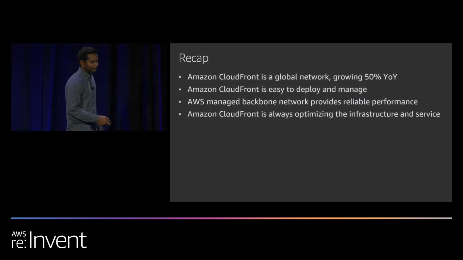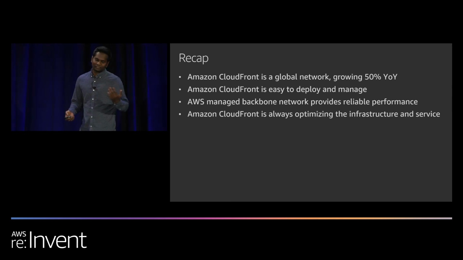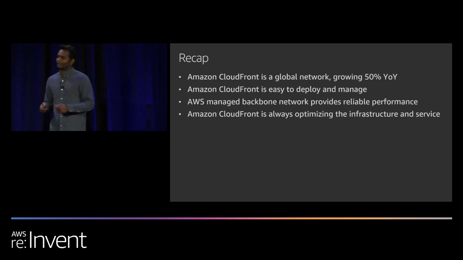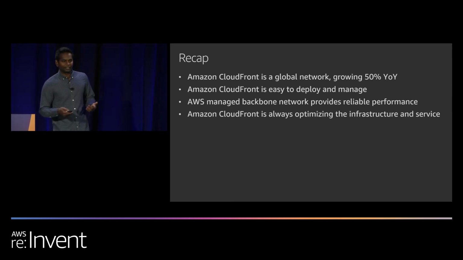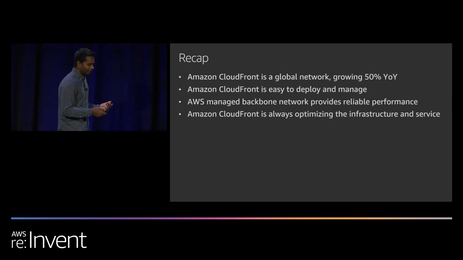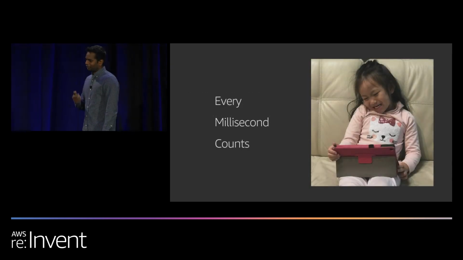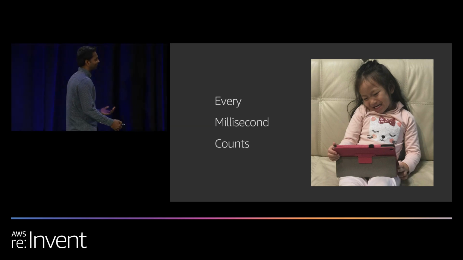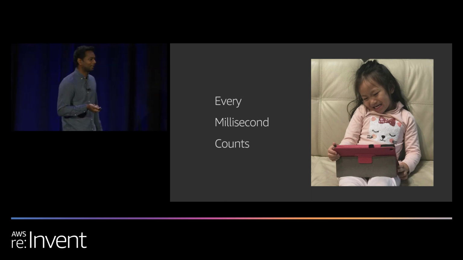So to recap it all, Amazon is a global network. We have a year-over-year growth rate of about 50%. And as Chris mentioned, CloudFront is easy to deploy, super fast, and easy to manage. And the AWS backbone network that comes along with most of our POPs provides reliable performance to connect to your origin. And we are always optimizing our infrastructure and service to provide you the best possible experience. And thanks to all these optimizations, Tino's daughter now can watch our video without any rebuffering issues, and he can be productive at home while working from home. And that's the same smile we want to see on all our customers' faces, and that's why every millisecond matters. Thank you.